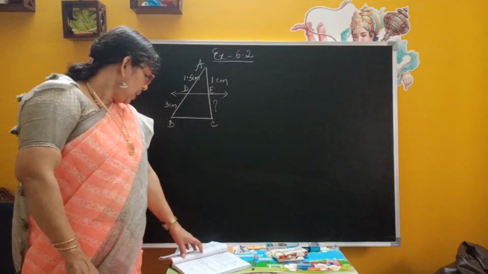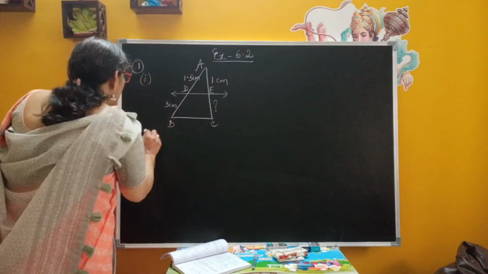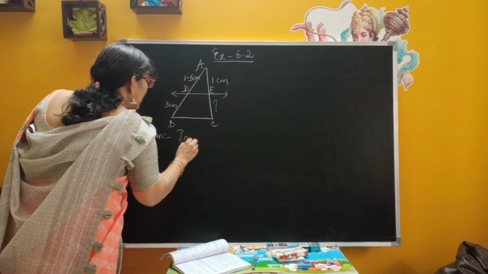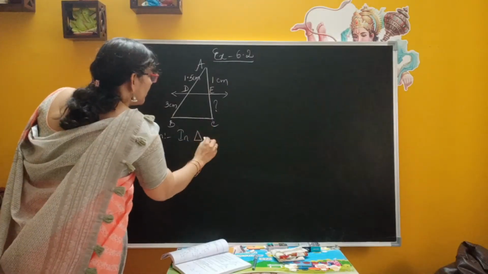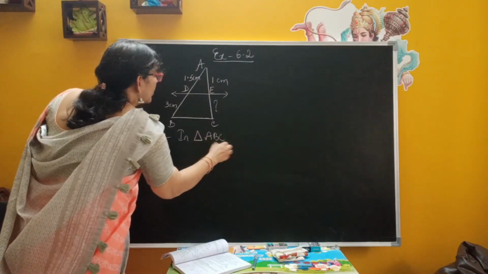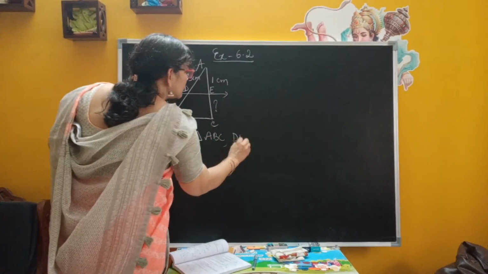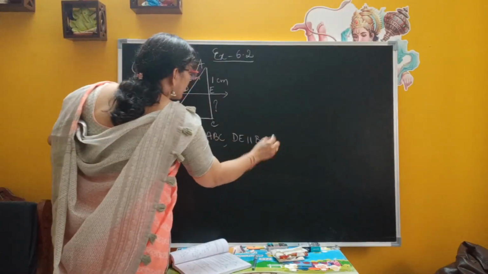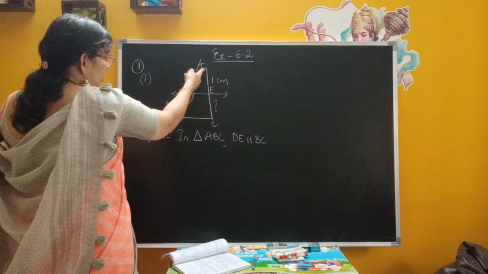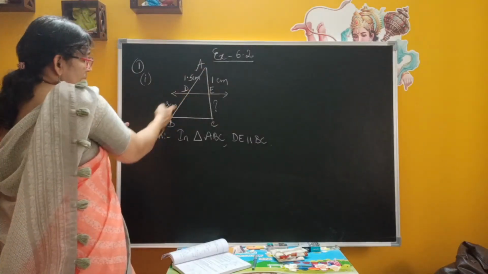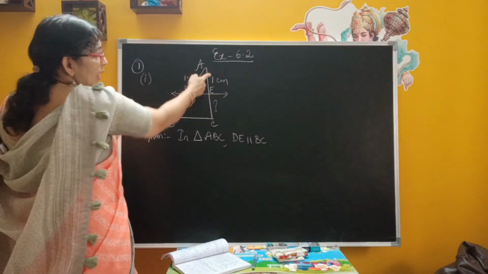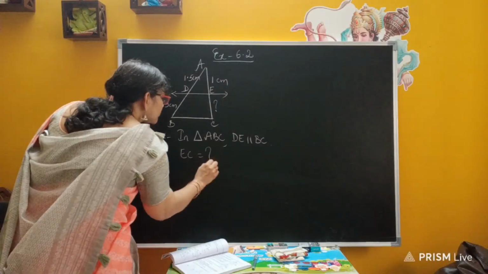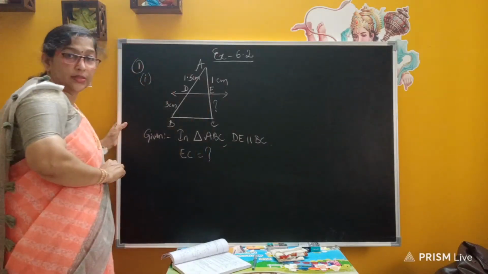So here DE is parallel to BC. What is given in triangle ABC? DE parallel to BC, and AD and DB measures are given. AE is given. We need to find EC. How much is it?